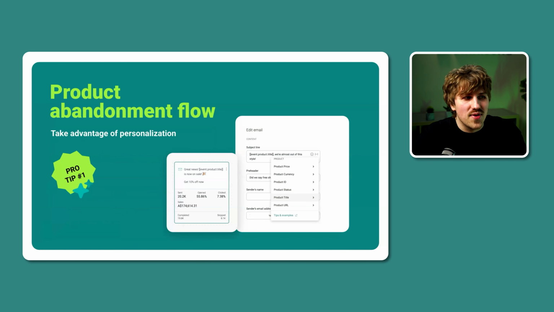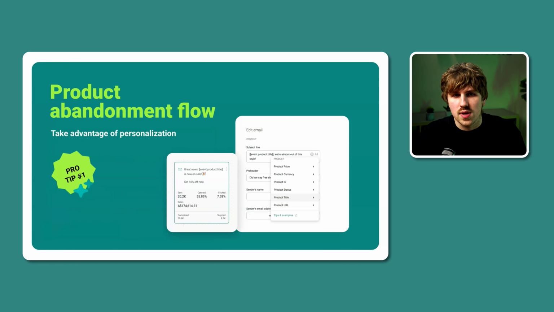And pro tip 1 is also using personalization. I had my fair share of webinars where I've included personalizations before. It definitely works. We do have many different information types in this one. As you can see in the screenshot, you can include the product title. If you know what product was abandoned, you can definitely include that, but also you can keep it very simple.